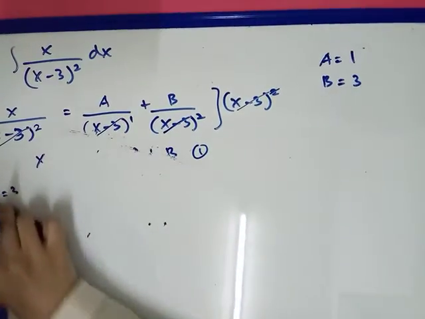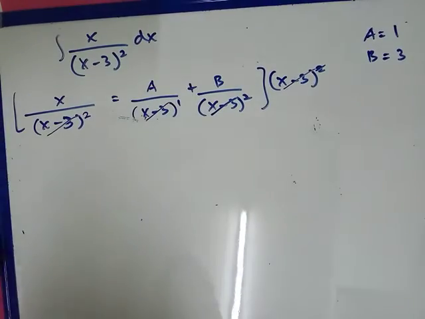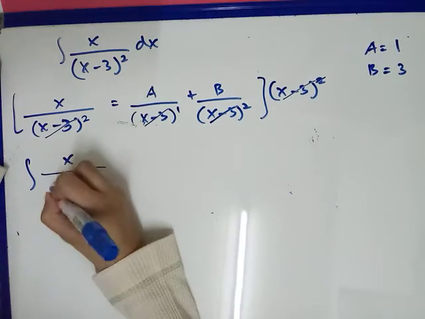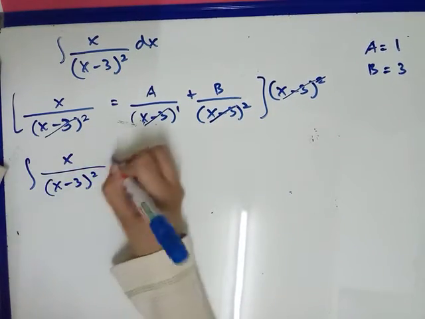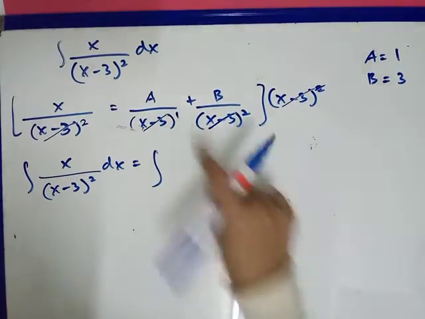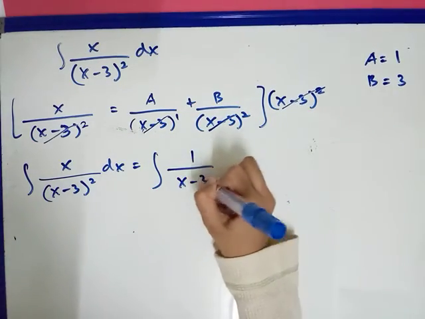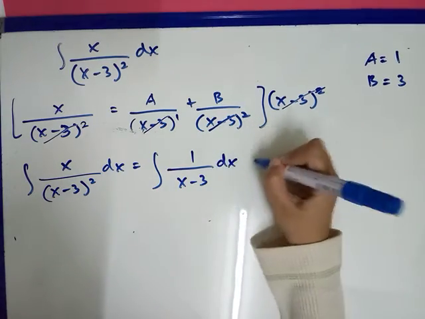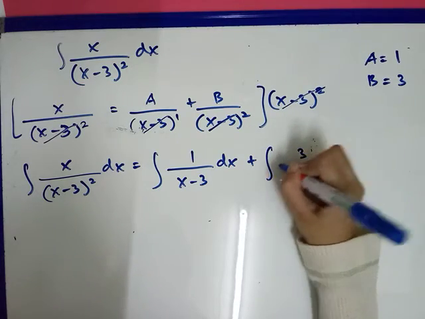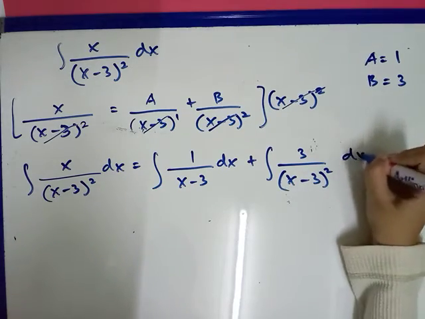Then so we need to integrate. Okay, take from the equation. Okay, x over x minus 3 power 2 dx. It is equal, integrate a, we know that a is 1, right? So 1 over x minus 3 dx plus b is 3, right? So integrate 3 over x minus 3 power 2 dx.